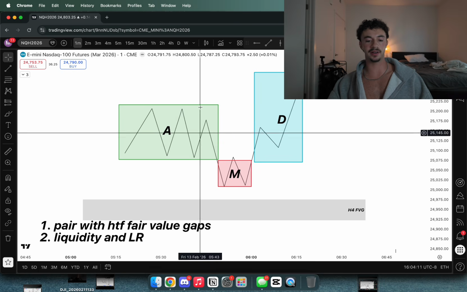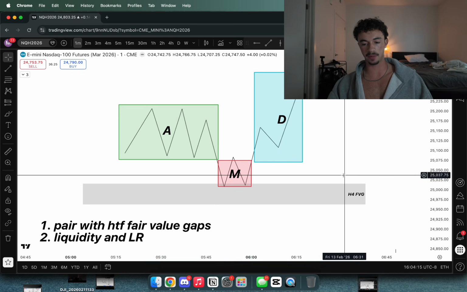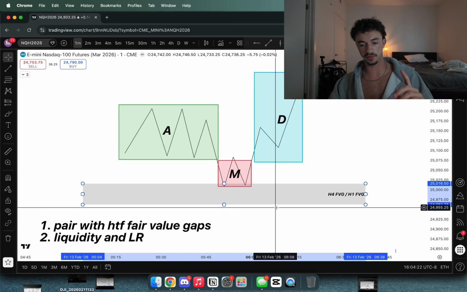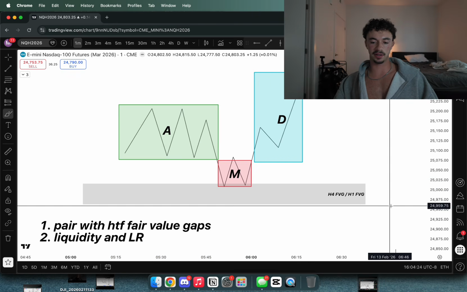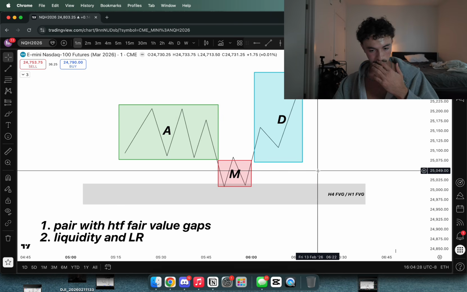So whenever you're trading your AMD model, you always want to see us tap into a high time frame gap. Once again, this can be a 4-hour gap. This can be a 1-hour fair value gap. We're just going to keep this simple for now. Just focus on either one of these as your sponsorship for the move higher.